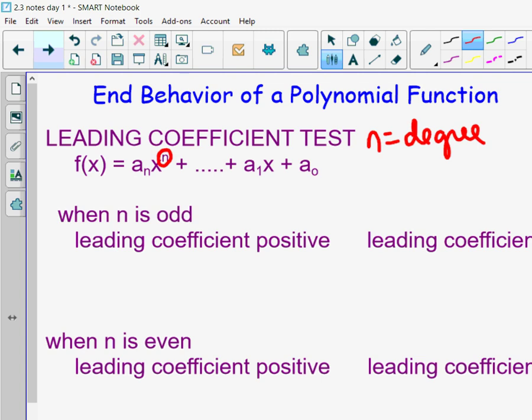And so when your degree is odd, remember that your arrows are going to go in opposite directions. And if you need me to do a little dance for you, I can do that in class. Remind me. But when the degree is odd, your arrows are always going to go in opposite directions.